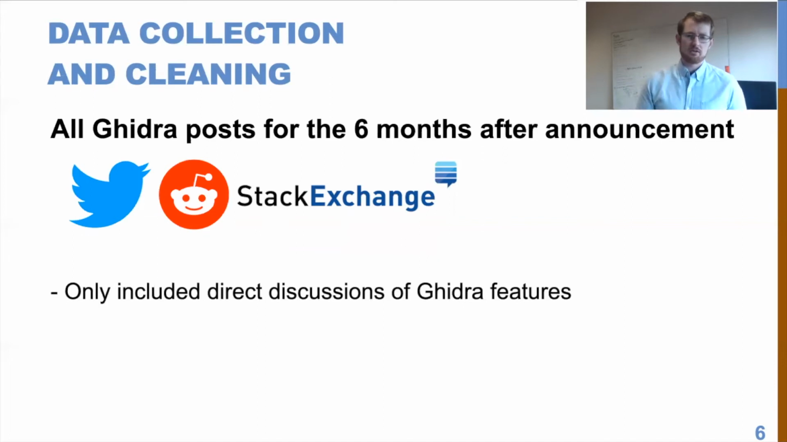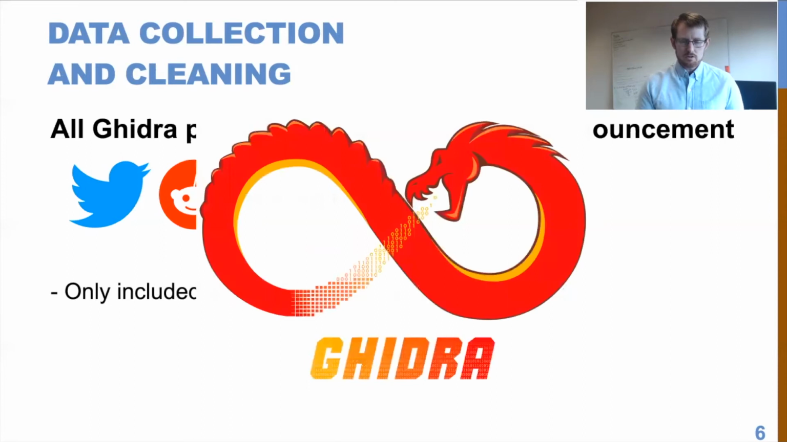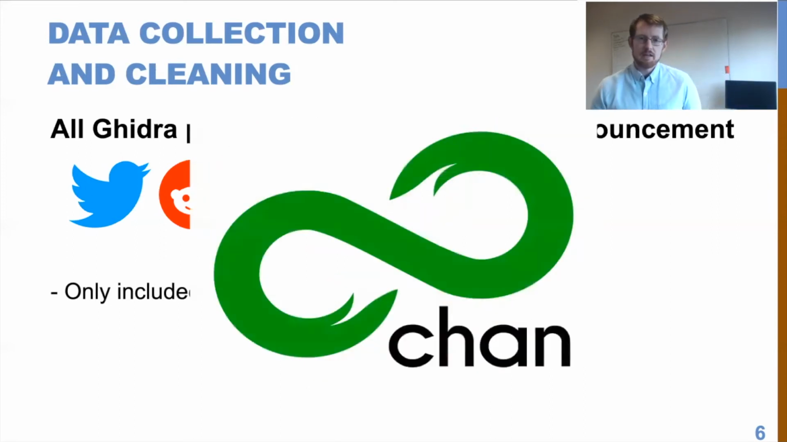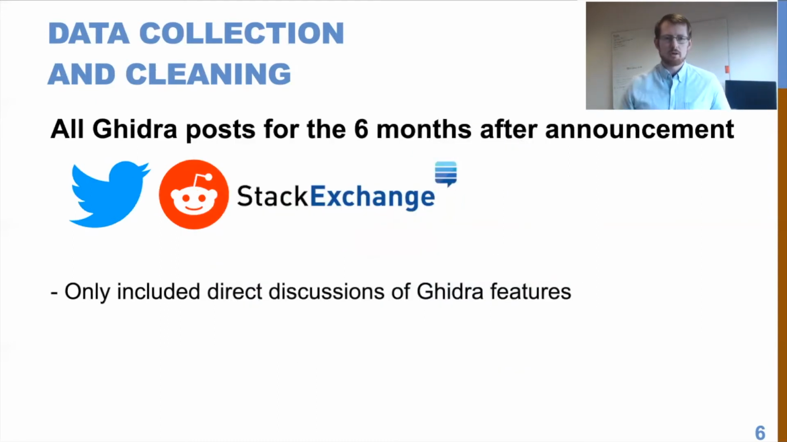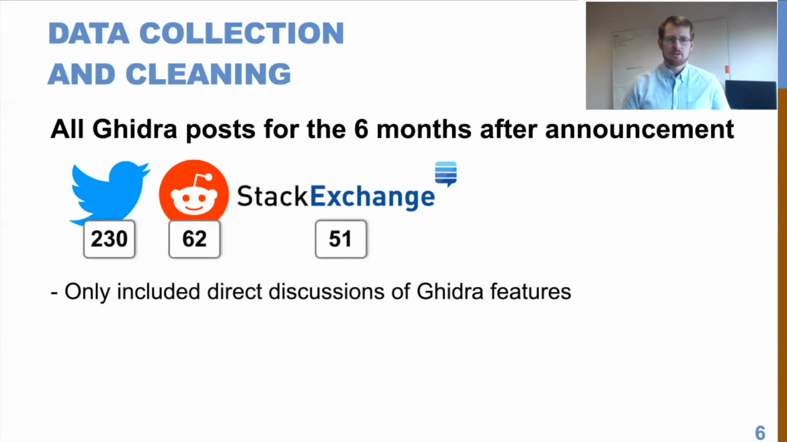So there were some things that we actually had to clean out of this collection. For example, the Ghidra logo looks like the 8chan logo, which led to a lot of discussion from the QAnon conspiracy community of people who believed that Q had released this tool as a way to combat the deep state. So once we did all this cleaning, we eventually were left with 230 Twitter threads, 62 Reddit threads, and 51 Stack Exchange threads.